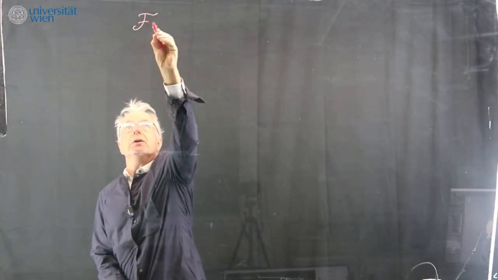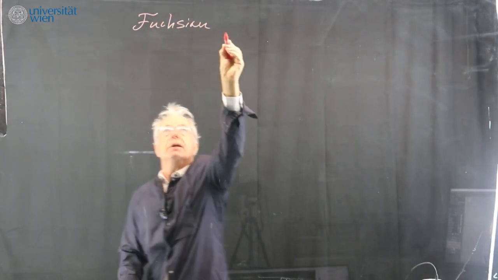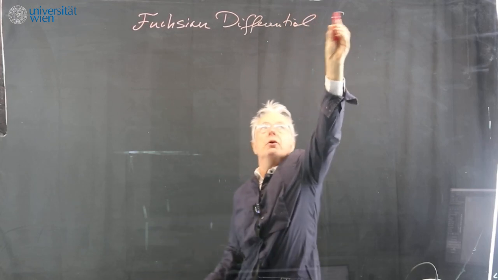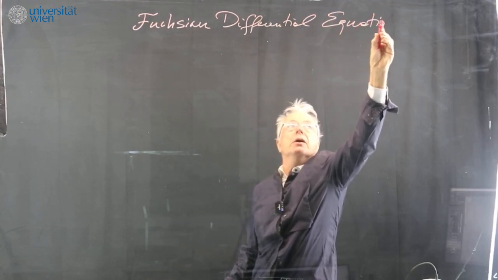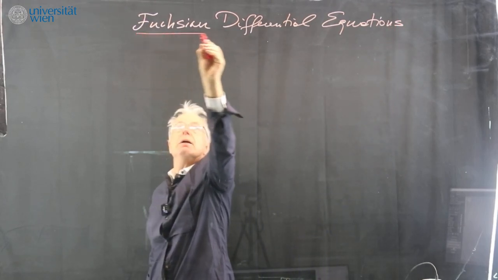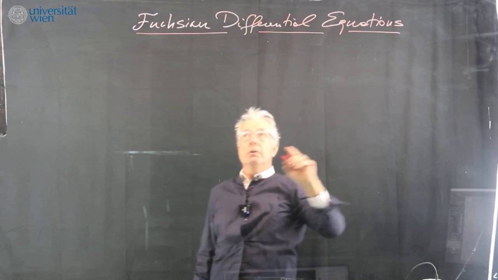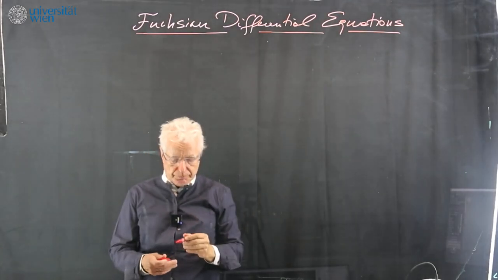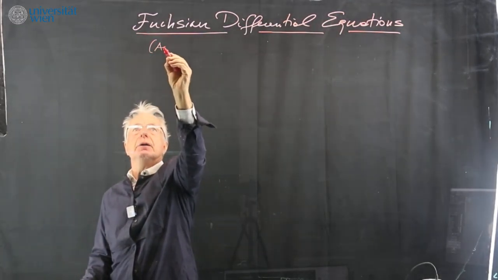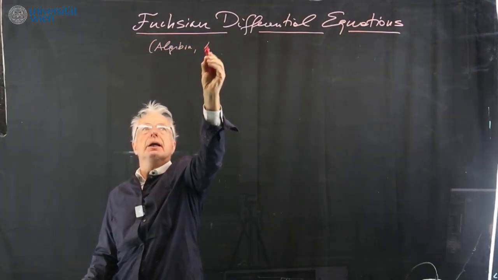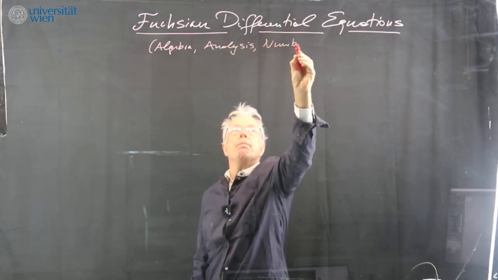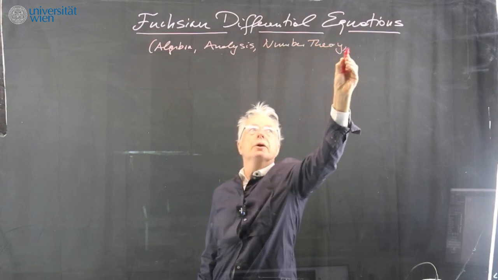So let me write again the title, and I will call it Fuchsian Differential Equations. This already appeared in the trailer, which most of you have seen. That's now a standard term. In the field, everybody knows what is meant by Fuchsian. And the subtitle would be Algebra, Analysis and Number Theory. And also combinatorics and so on, but that's okay.